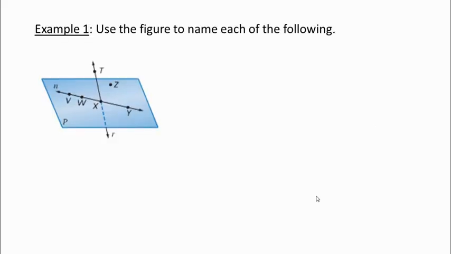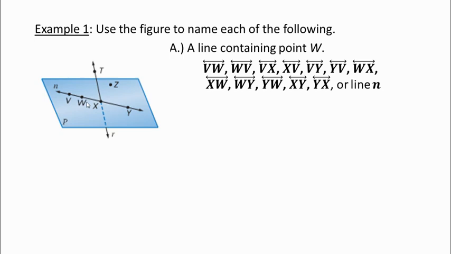So here I have a plane, and I want you to name a line containing point W. So you have some options here. You could call it line N, you could call it VW or WV, VX or XV, VY or YV, XW, XY. You have a lot of options is what I'm trying to get at. And I think I wrote all of them down, but as long as you use any 2 points on that line, you're good.